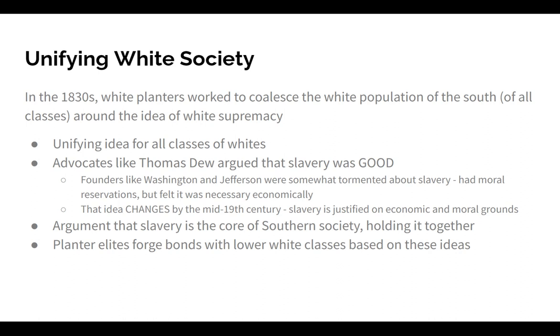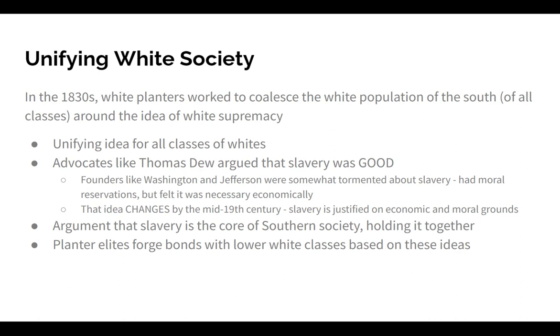But this idea will change by the middle of the 19th century as slavery becomes increasingly important to the economy because of industrialization and the demand for raw material like cotton. The argument that slavery is justifiable, not just on economic grounds, but also on moral grounds, really gains a lot of popular thought. The argument here is that slavery is the core of Southern society, that this institution holds it together. The quote unquote peculiar institution holds together Southern society in this sort of paternalistic institution in which, theoretically, the white plantation owners at the top act in the best interest of everybody, including the people they enslaved.